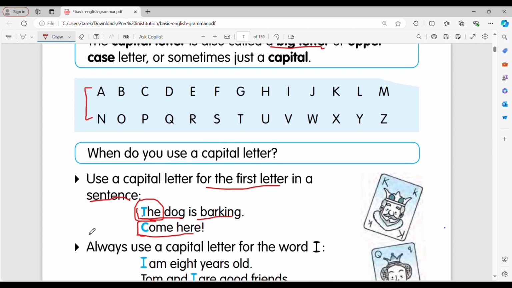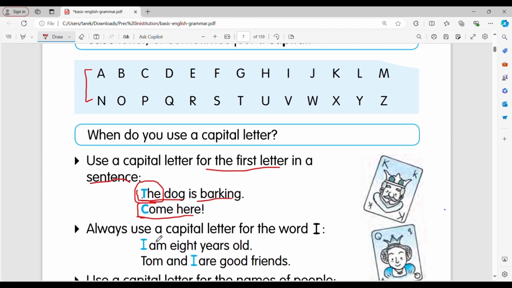Okay, next we always use a capital letter with the word I. So whenever you see I, you just put it as a capital letter. Even though in here we have I in this form, it's fine. We can always use a capital letter for the word I. So in here, I am 8 years old.